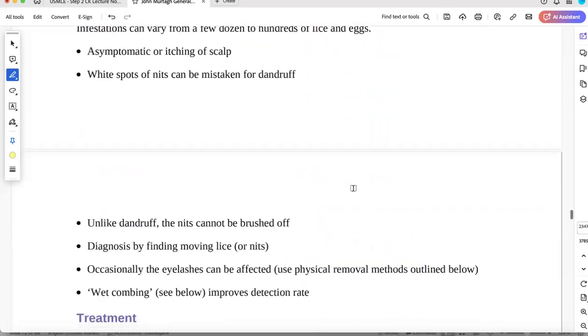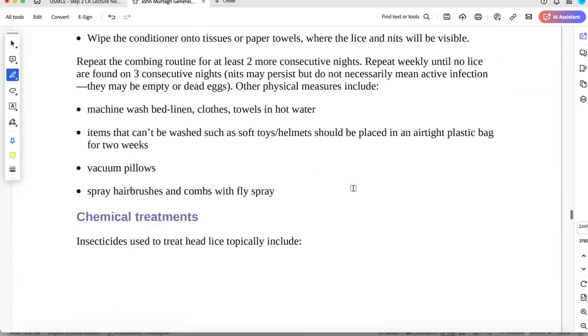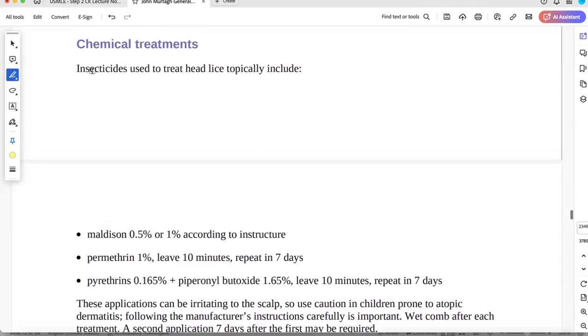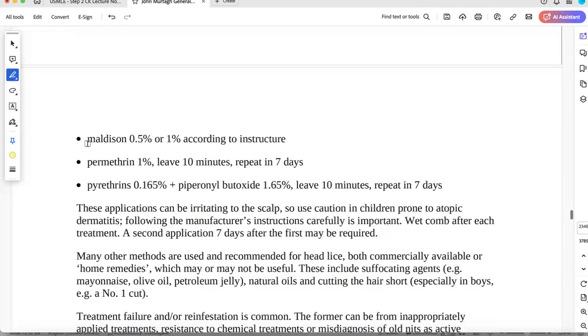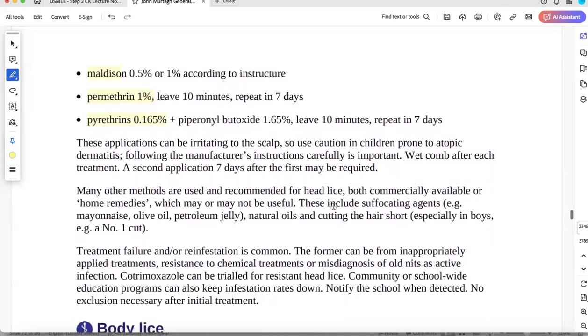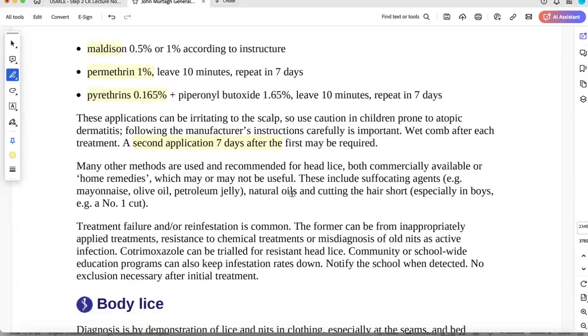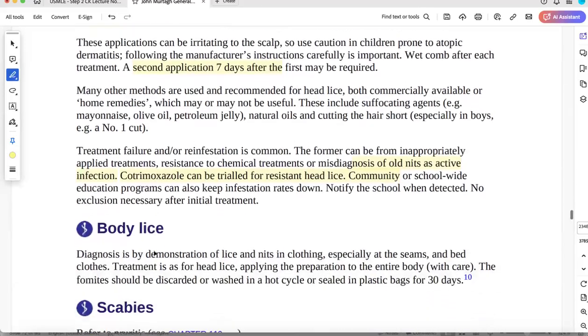Head lice. All of you know what head lice is. The only question that comes in the exam is the treatment. Initially, head lice can be treated with insecticides, so any of these: malathion, permethrin, pyrethrin. If that doesn't work, you try one time, and if that doesn't work, a second application after 7 days can be tried. If it still did not work, that becomes resistant lice. For resistant lice, we can try cotrimoxazole. So cotrimoxazole is usually the treatment of choice for resistant head lice.